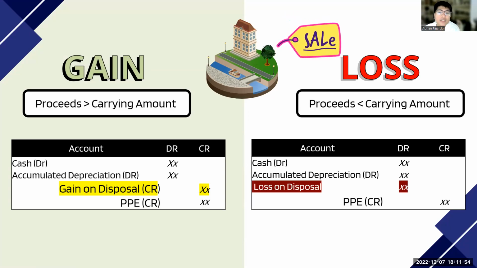The next is you sell via cash. So the same lang. If the proceeds of the cash is higher than the carrying amount, then that's a gain. If the proceeds are less than the carrying amount, that's a loss. But in essence, there's a way for you to just determine. Kapag credit, gain yon. Kapag debit, loss. I'll show you using an example.